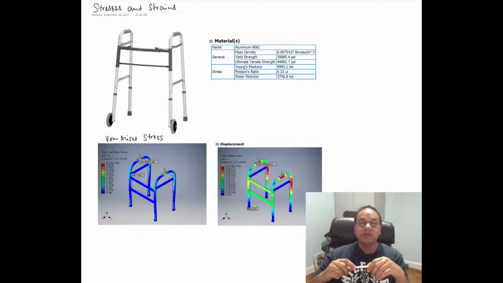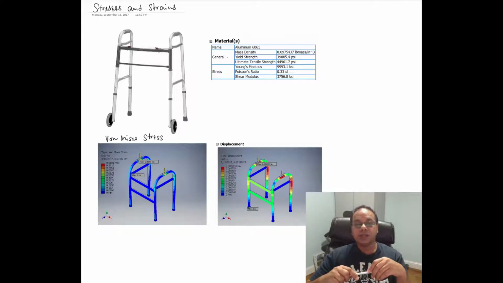In a previous module, we talked about how to compute forces and moments on structures and machines. So if you could set up an equilibrium equation for forces and moments, you could find out what other forces and moments were. In this particular module, we'll be talking about stresses and strains.